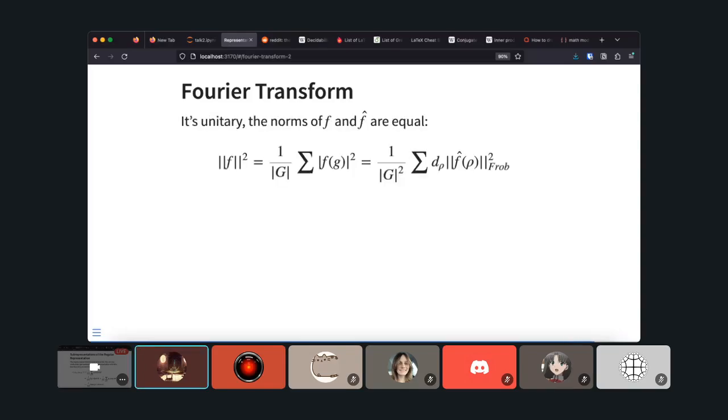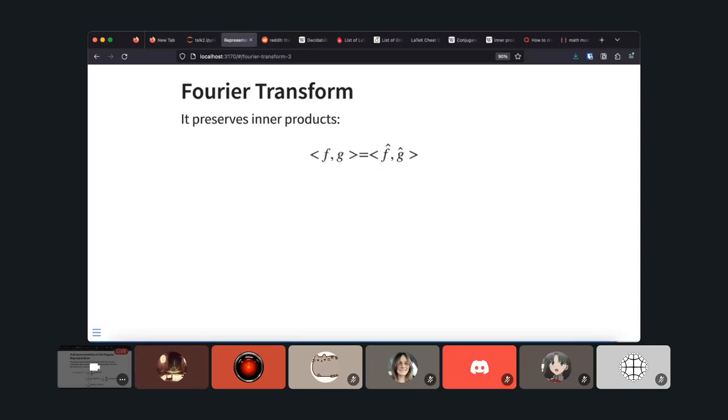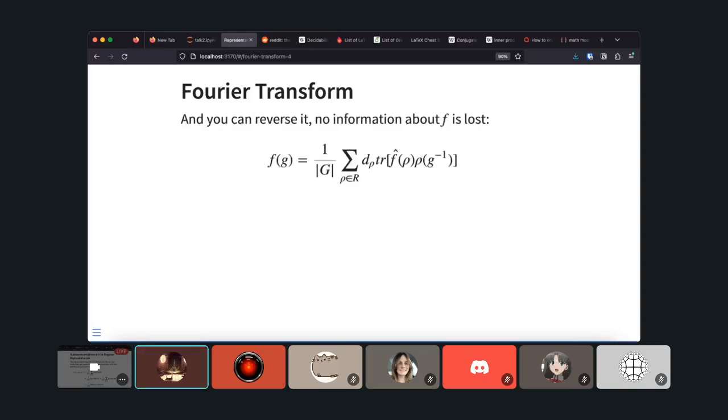It's unitary, so it preserves the norm of your function and the inner products, and you lose no information. It's totally reversible. If you just have f hat, then you can get the original function back by taking the character and summing it.